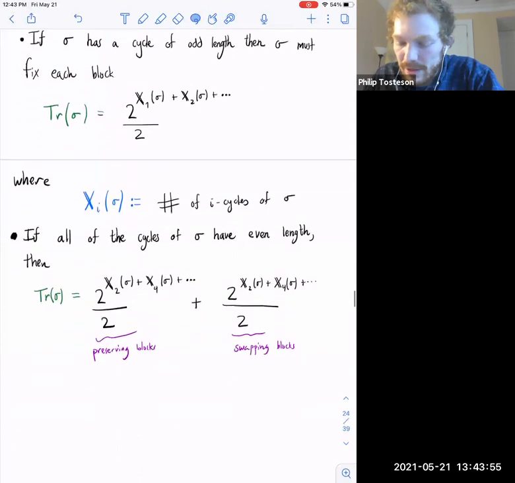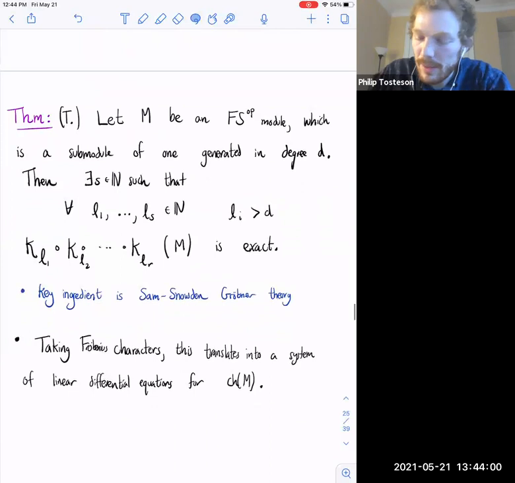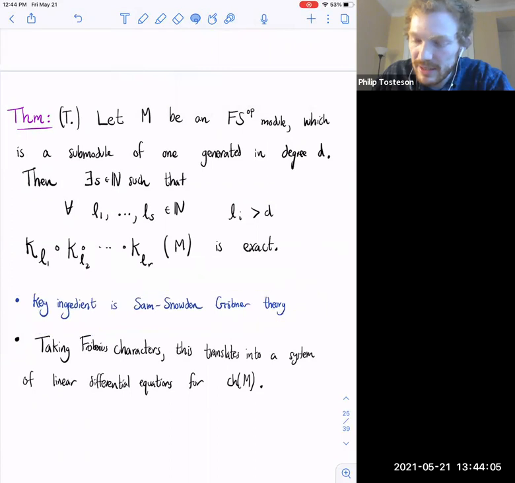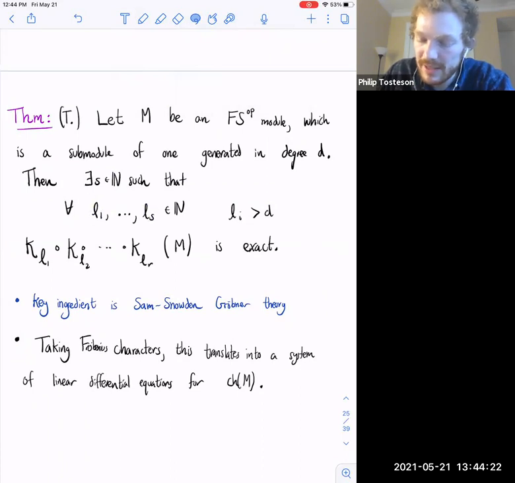So that's what FS^op modules look like, and now I want to tell you about what I proved, what my main theorem looks like in this FS^op module case. It says: let M be an FS^op module, which is a submodule of one that's generated in degree D. Then there's an S such that for all tuples of S elements in N, such that each L_i is bigger than D, then this chain complex is exact.